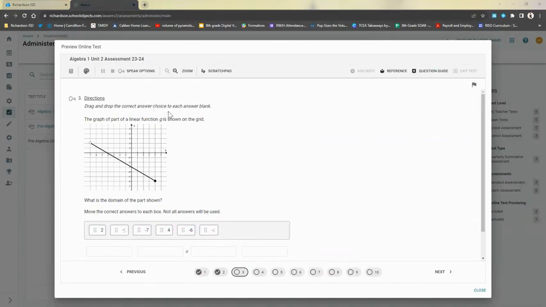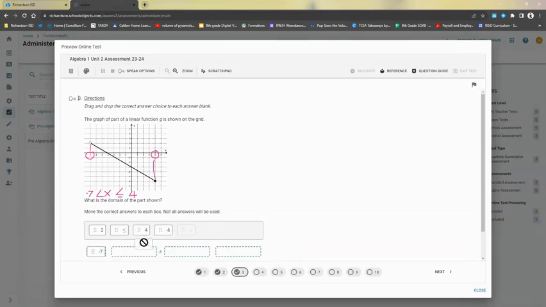drag and drop the choices to each answer blank. So here, we have to do a drag and drop. And they're saying, what is a domain? So when I do this, I like to start by drawing arrows to the x-axis. And I know this is -7. So I'm going to write -7. All x values are greater than, and it's not going to be equal to because it's an open circle. We're going across the x-axis, and then we end at 4, and it's going to be less than or equal to 4.